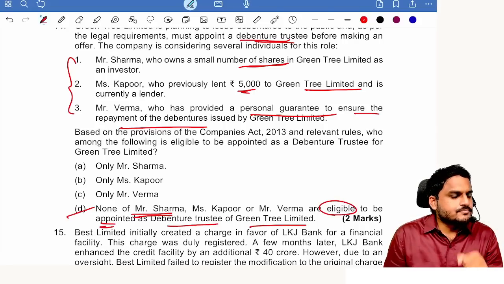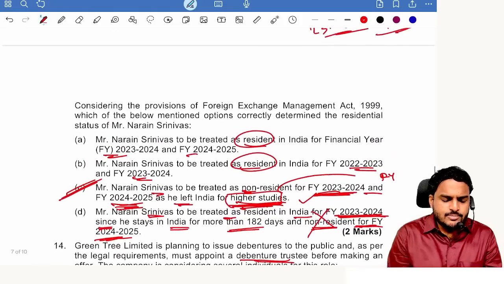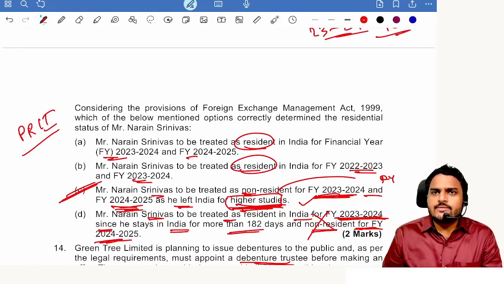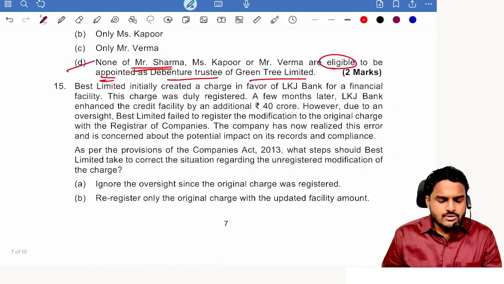Can I proceed? Any doubt with respect to person resident in India? Can I repeat it one time, or can I proceed? Okay, next one. Question 15.